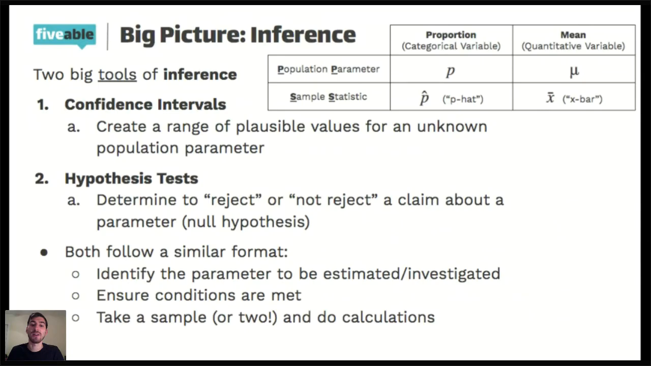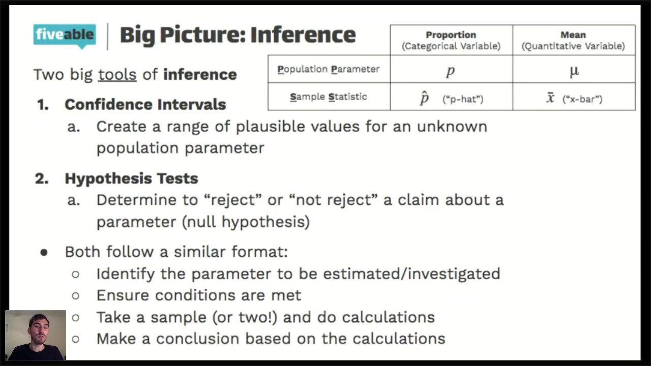And then based on the calculations that we do, we'll make a conclusion, whether that is saying we believe that the actual proportion is between here and here, or I have enough evidence to reject this hypothesis and go with this alternative of this other thing instead. And again, tonight we're going to specifically jump into confidence intervals. But if your teacher talks about inference, they're probably referencing one of these two things, building a confidence interval or running a hypothesis test. And so let's dive in.